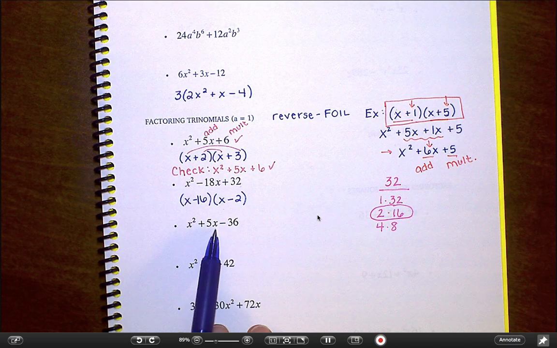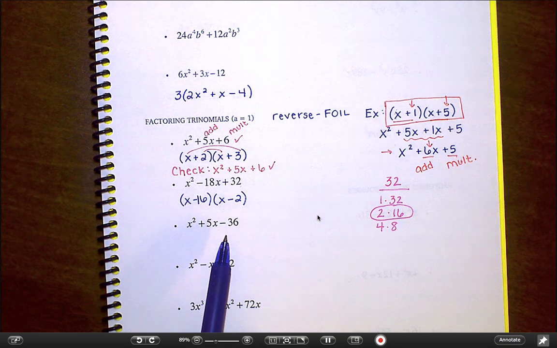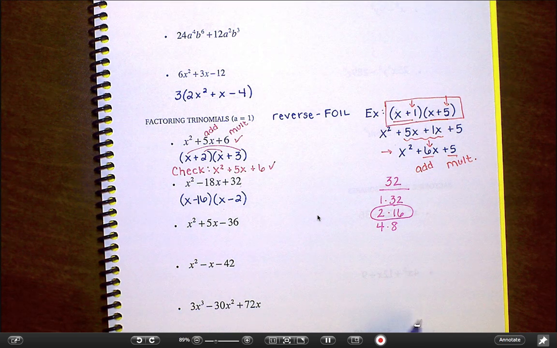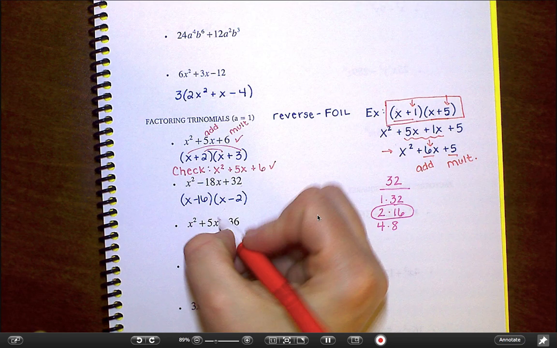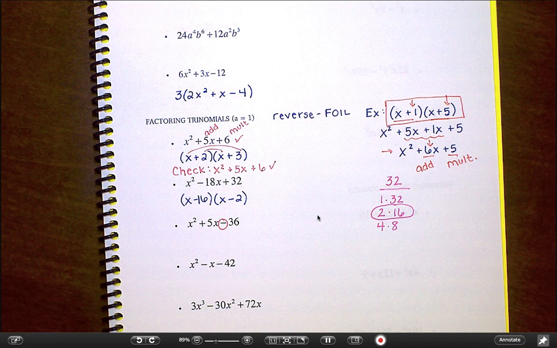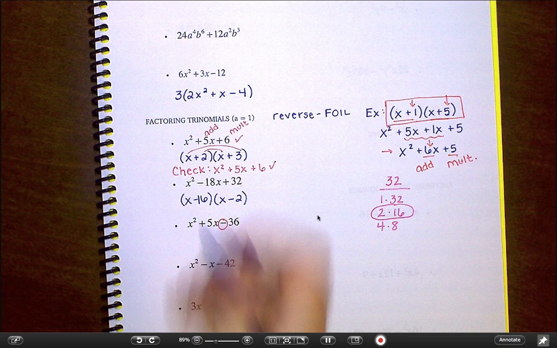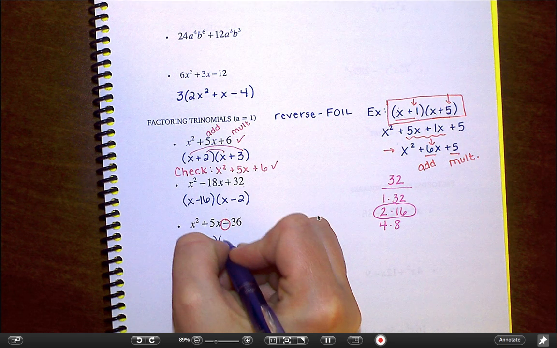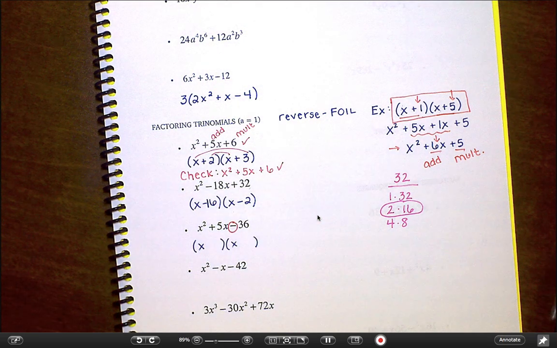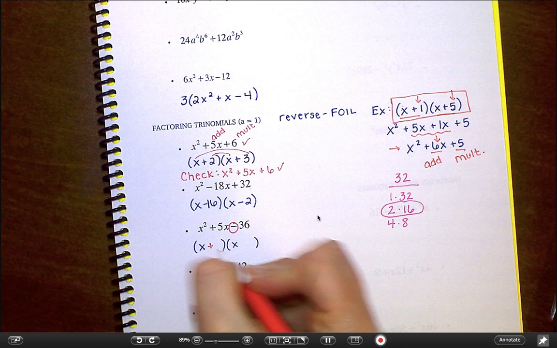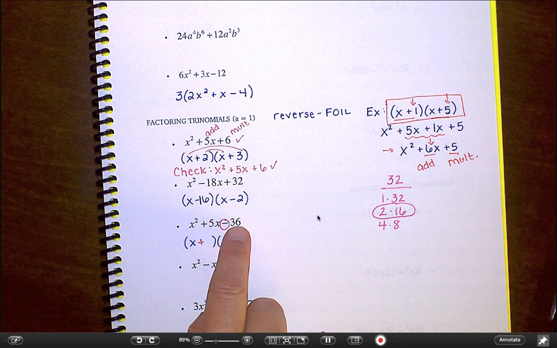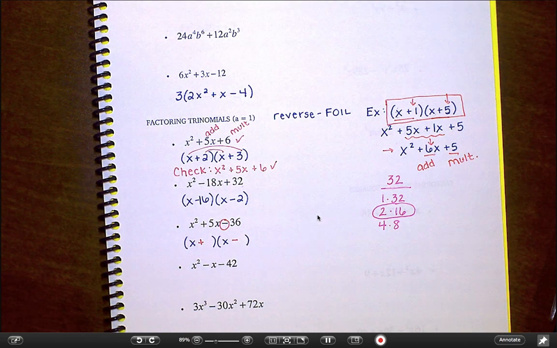So now take a look at this next one. This time I need to multiply to make a negative. Okay. So as soon as I see that I'm trying to multiply to make a negative, I know that that means my 2 parentheses are going to be opposite signs. Meaning one's going to be a plus and one's going to be a minus. Because the way that you multiply to get a negative 36 is by using one positive and one negative.